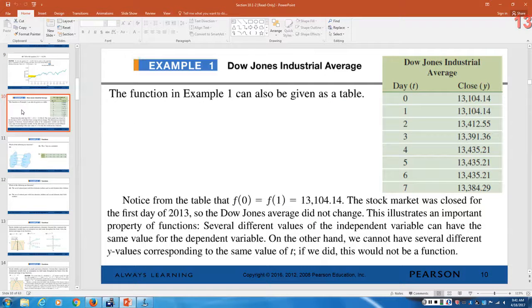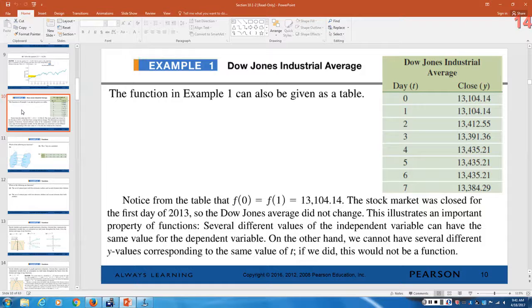Now, if they had given us this table, on the other hand, and this is not a complete table, this is just for the first week. If they had just given us this table, then we could answer some questions pretty clearly. It says in the table that f of 0 is equal to f of 1, because when the day started at time 0, the actual values didn't change at the end of the day. It stayed at that point all day long.